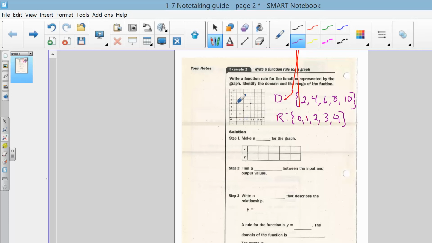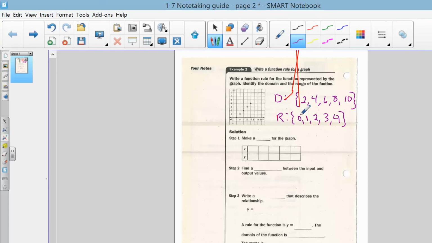My range is the set of all outputs. I can fill them in on the table. And now I'm trying to find a relationship between the input and the output values. So I'm looking for a rule. And so now we want to write that rule that best describes the relationship. So you can think about what has happened to the values in the domain.